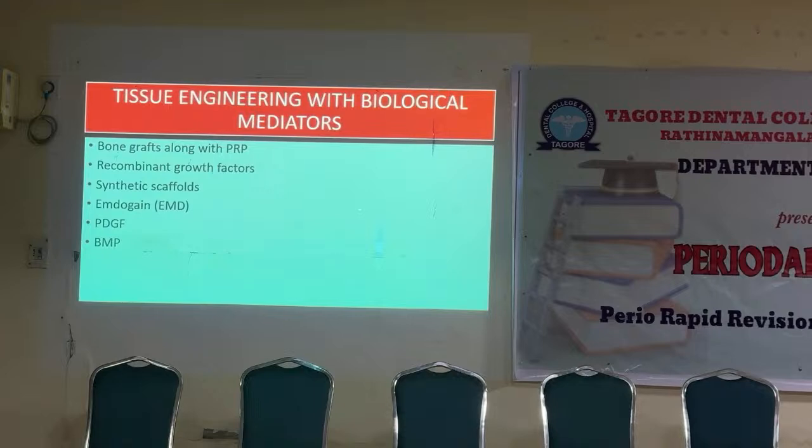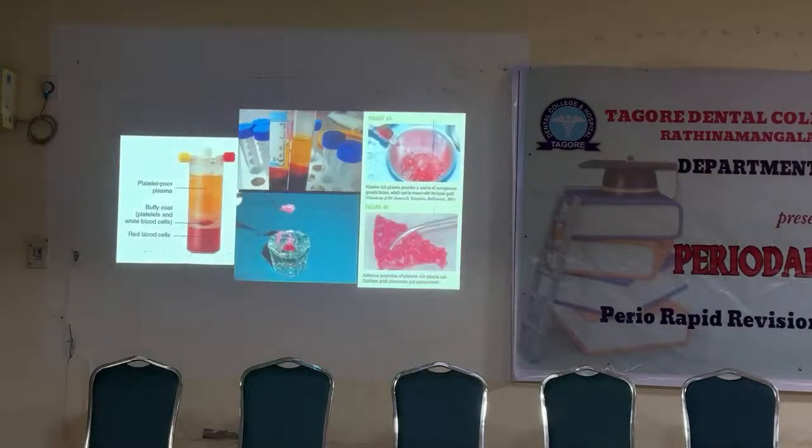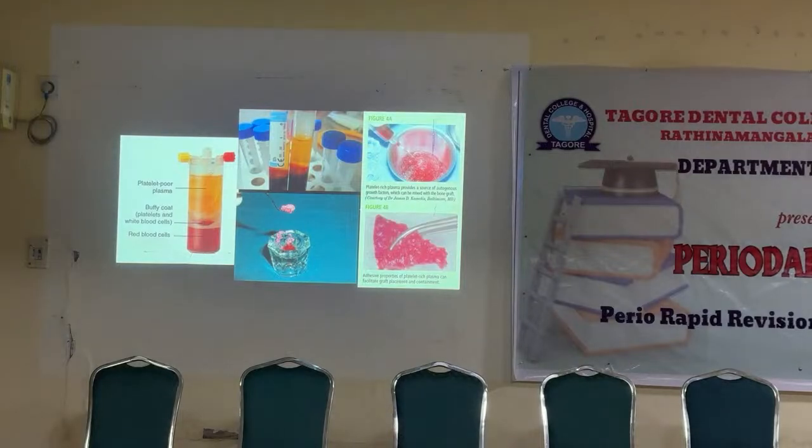Platelet-derived growth factors, bone morphogenic proteins, right? So this is PRP. You can take it from the blood and then mix it with the bone graft. You can put it in the defective area. This PRP contains a greater amount of growth factors. You know growth factors, right?